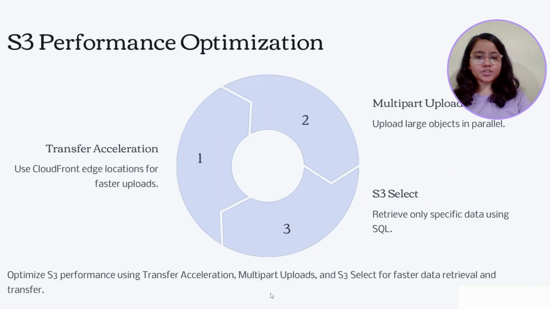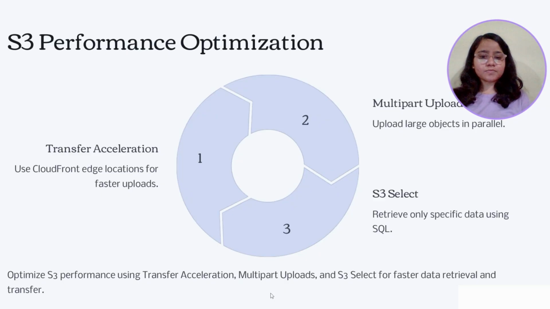S3 performance optimization. Performance is key when dealing with large data. Here are a few ways you can optimize S3 transfer. Transfer Acceleration uses CloudFront edge locations to speed up the uploads. Multipart upload allows you to upload large files in parallel, which is especially helpful for files larger than 100 MB. S3 Select lets you query specific data from an object using SQL to reduce the amount of data transferred. And don't worry, S3 supports thousands of requests per second, so performance won't be an issue even for large scale operations. So for performance optimization, use Transfer Acceleration, multipart upload and S3 Select.